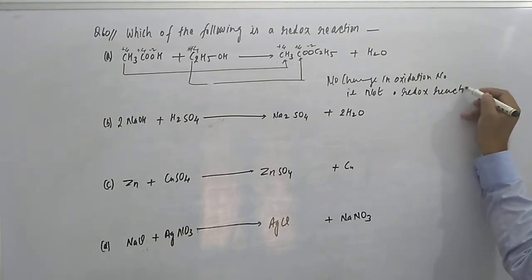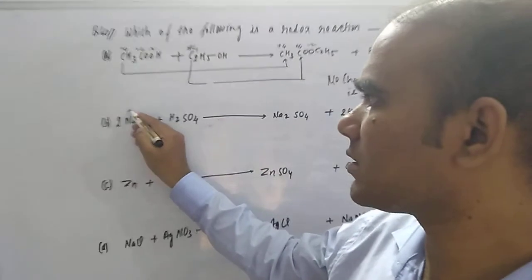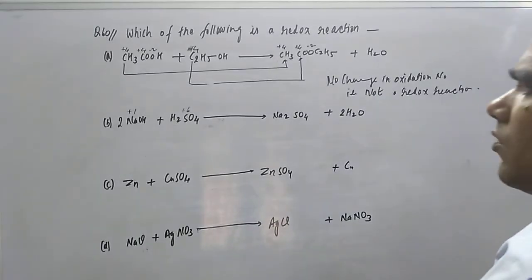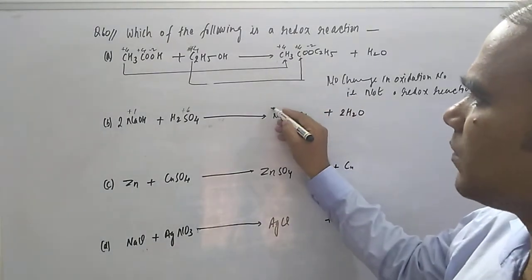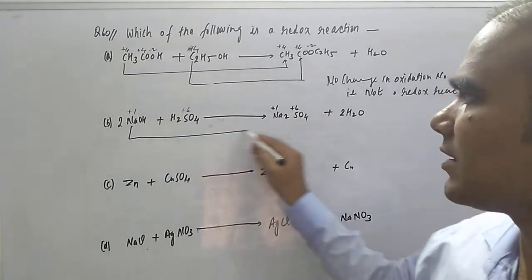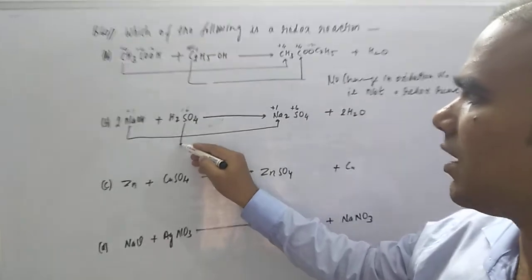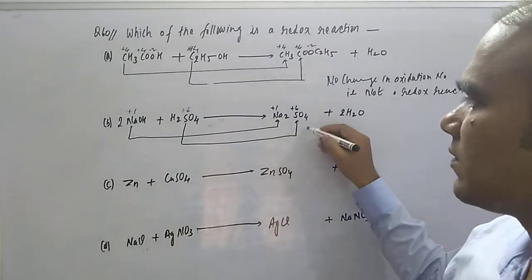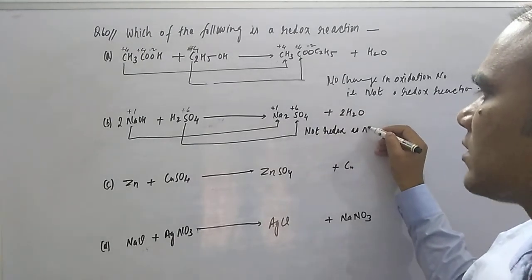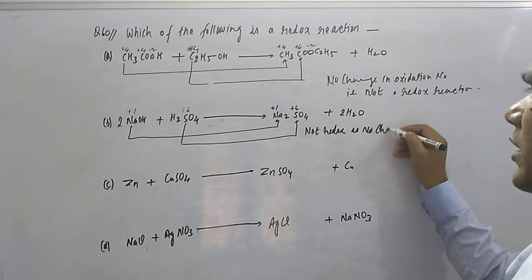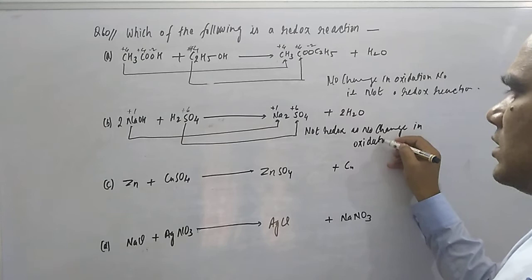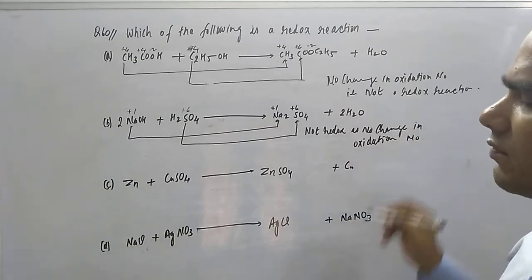Now let us check the second option. Here sodium is plus 1, student, and sulfur is in the plus 6 oxidation state. And on this side, sodium is again plus 1 oxidation state, sulfur is plus 6. So if you check here, this is also not a redox reaction, student. Why is it not a redox reaction? As there is no change in oxidation number. So if there is no change in oxidation number, that will not be a redox reaction.